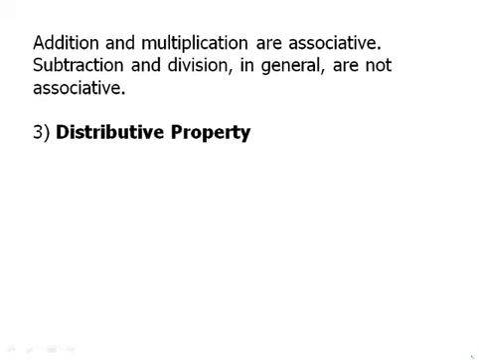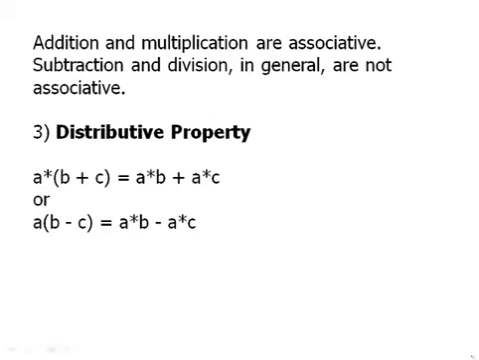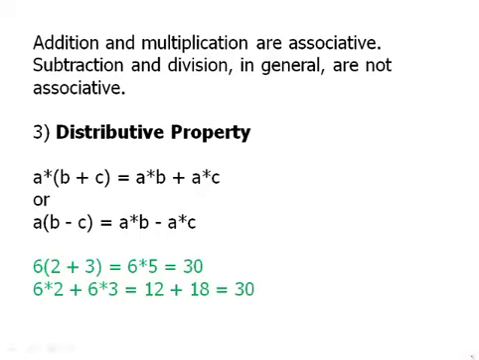The distributive property. This one is a big one. First of all, multiplication distributes over addition, and it distributes over subtraction. So we could do the addition or subtraction first and then multiply, or we could multiply times each piece and then perform the addition or subtraction. So for example, we can add 2 plus 3 first and then multiply, or we can do 6 times 2, 6 times 3 first, and then add those two products separately. Either way, we get the same answer.